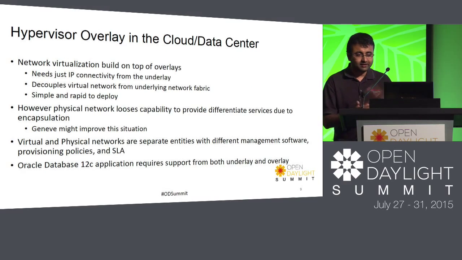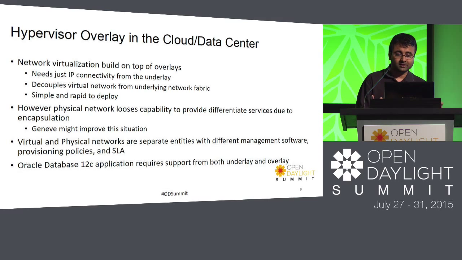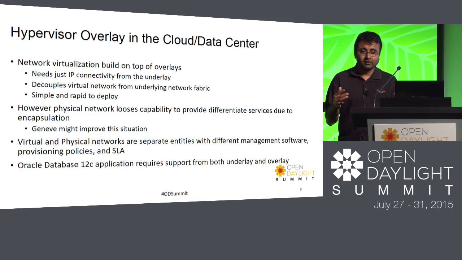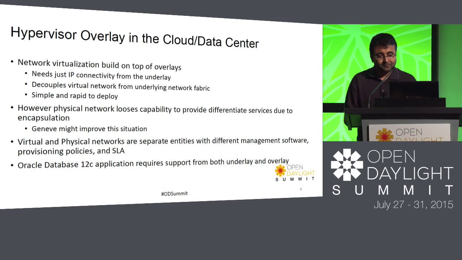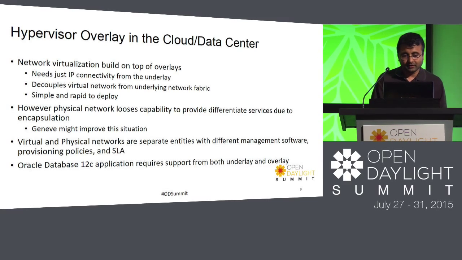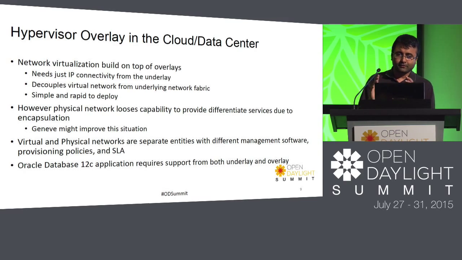Okay, hypervisor overlay. There's another form of SDN that we can deploy, which is hypervisor overlay, wherein the network virtualization is built on top of the overlay. The overlay here could be VXLAN, NVGRE, and any such tunneling technology. What that means is that the overlay just needs IP connectivity from the underlay. It just needs a network fabric to provide the IP connectivity, and it decouples the virtual networking from the underlying network fabric, and it's very easy and rapid to deploy.